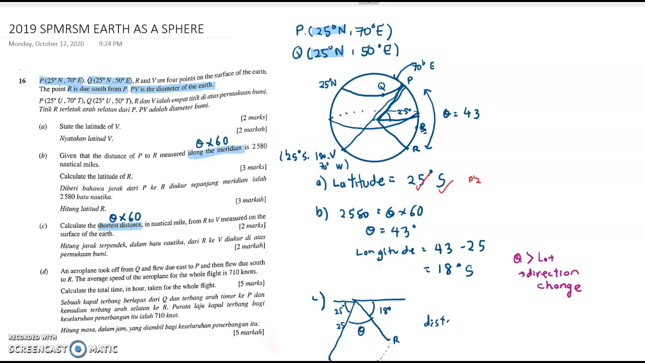So again, distance is theta times 60. So then we know that our straight line is 180. So (180 minus 18 minus 25) times 60. So in 1 minute, you'll get 8,220 nautical miles. So that is our C. Simple. Lastly, our question for D.